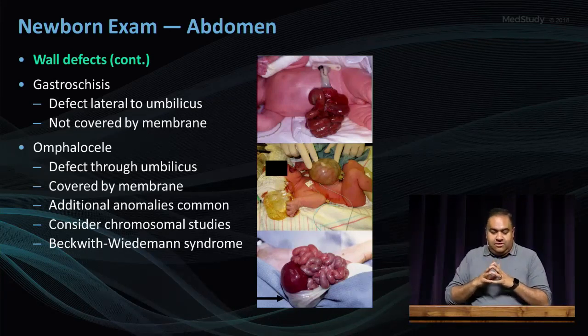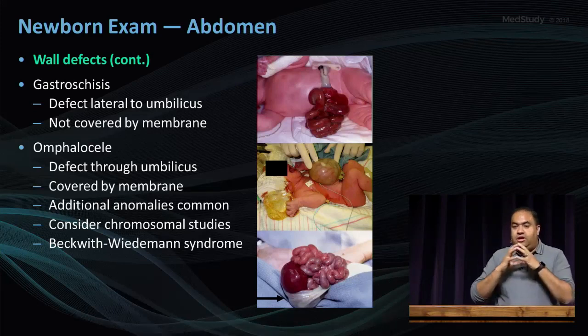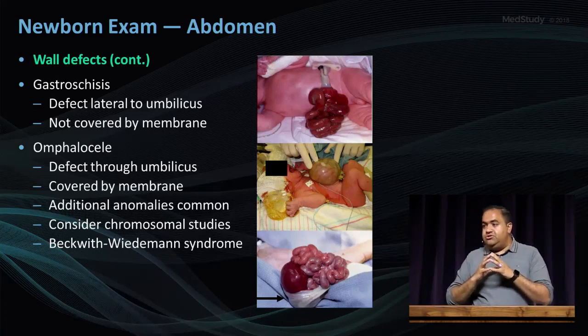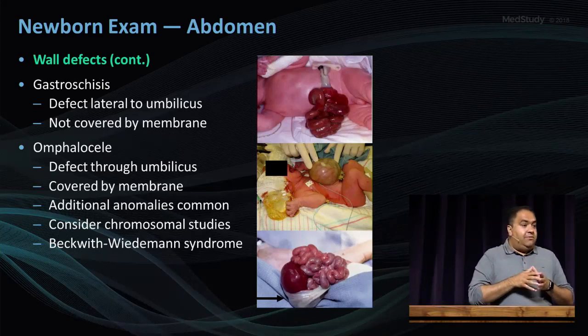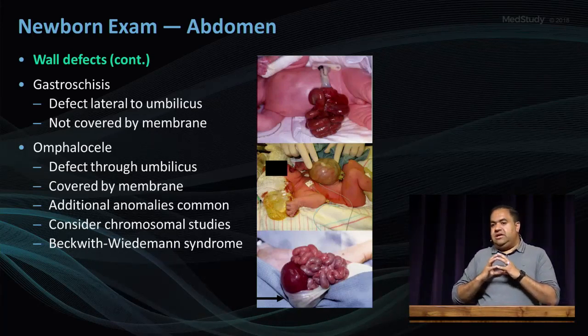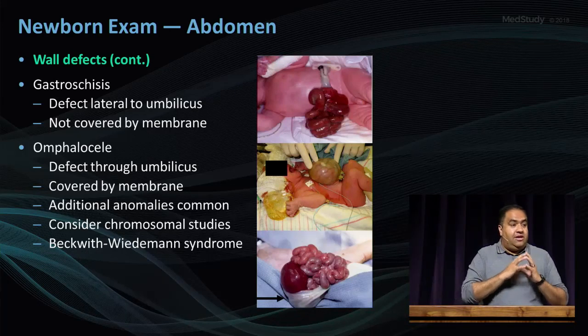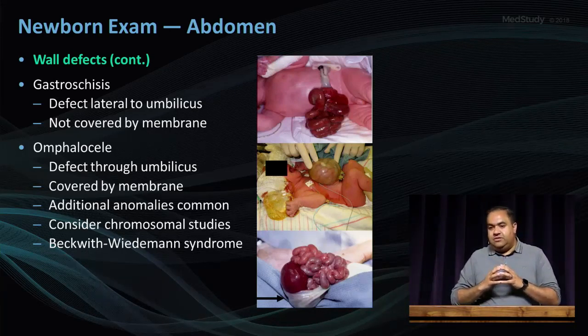So it's a defect through the umbilicus, covered by a membrane. There are other issues that go along with it, so you usually do a midline workup. Beckwith-Wiedemann is one of those things you have to worry about. But omphalocele usually have chromosomal issues. They can have cardiac issues associated. So you've got to do other assessments when you worry about omphalocele.